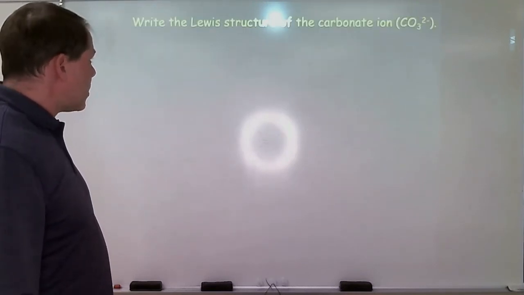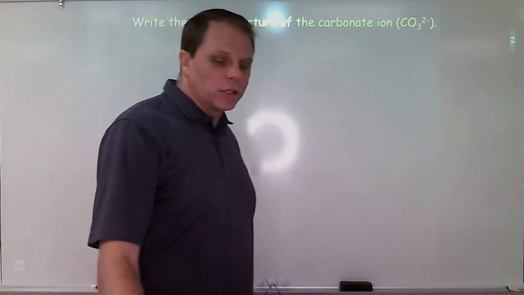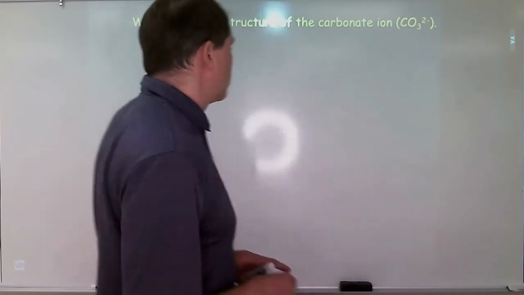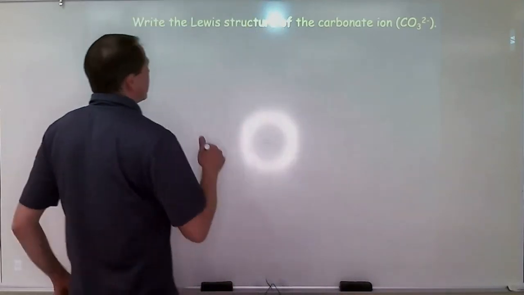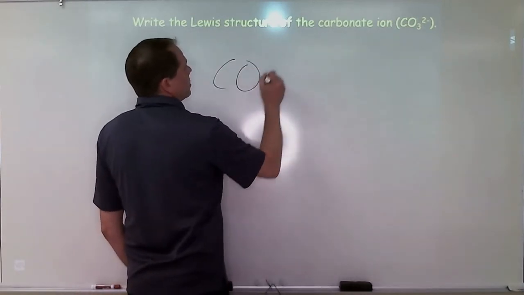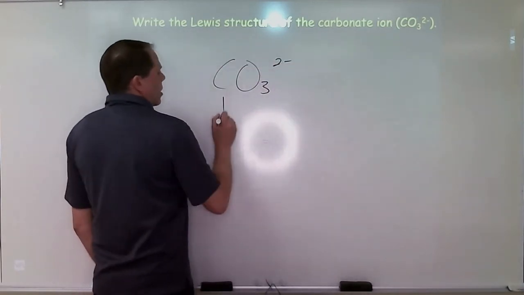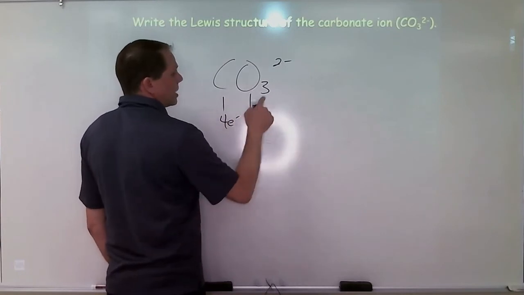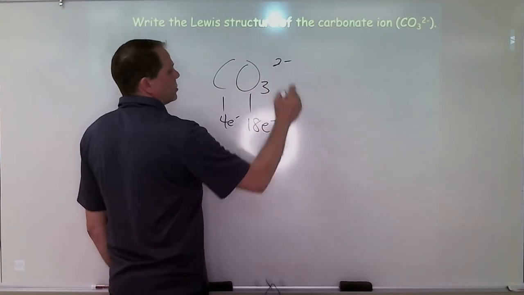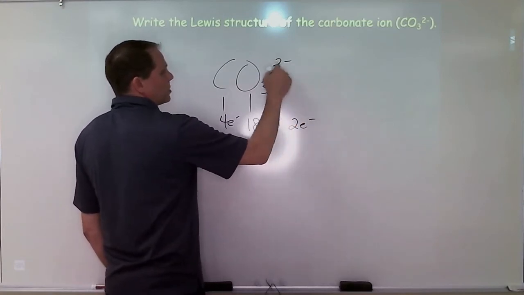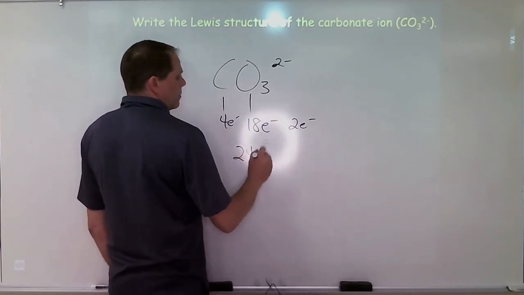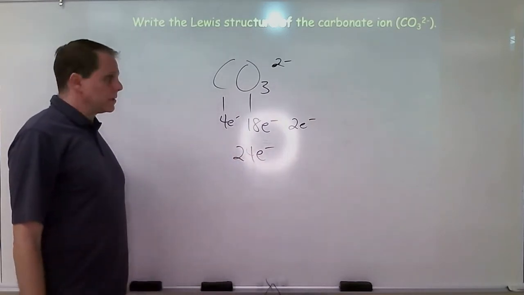All right. Lewis structure for the carbonate ion. I showed you briefly the sulfate ion, but let's go ahead and do the carbonate ion real quick as well. So carbonate ion, CO3 2 minus. Carbon has 4 valence electrons. Oxygen has 6 times 3 is 18 valence electrons. And then I have to add 2 more electrons, because it's a 2 negative charge. So I've got a total of 24 valence electrons that I have to put around this thing.